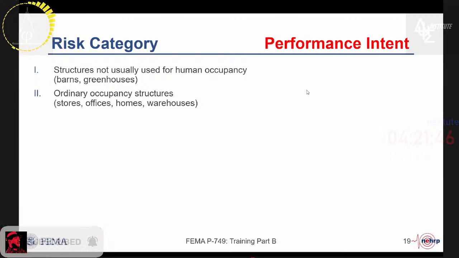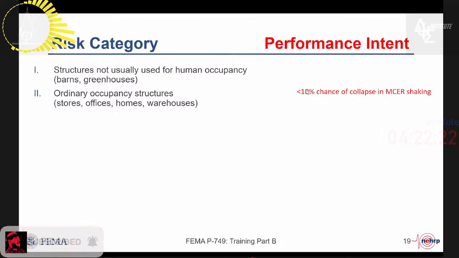There are 4 risk categories. Most structures that we design are going to be in risk category 2. This includes stores, offices, homes, warehouses, most places where you and I live and work. Risk category 1 are structures like barns and greenhouses that are not normally used for human occupancy. And in the building codes, we're generally willing to accept a higher risk of failure of such structures simply because there's a lower risk to life if the structures fail.